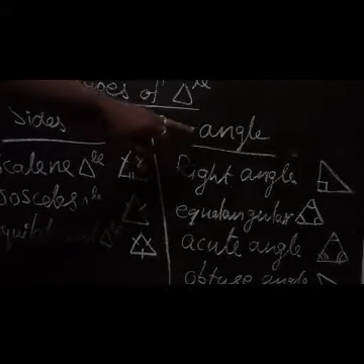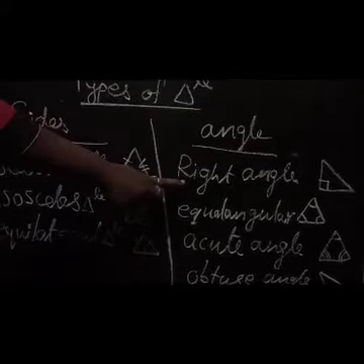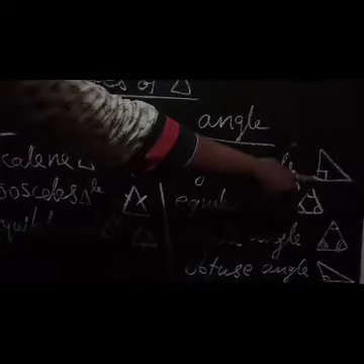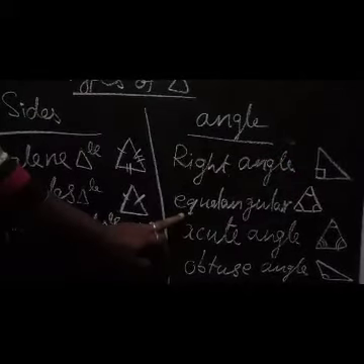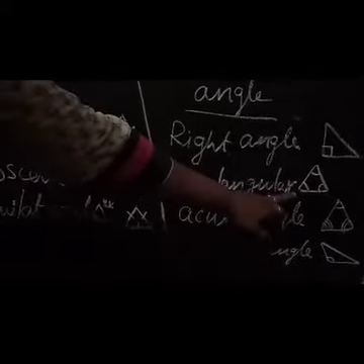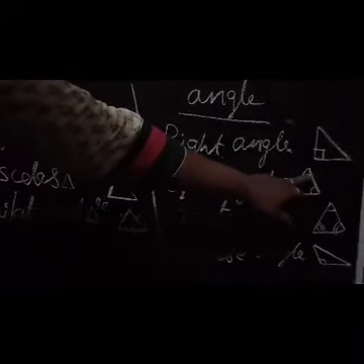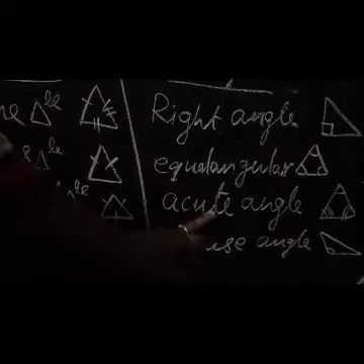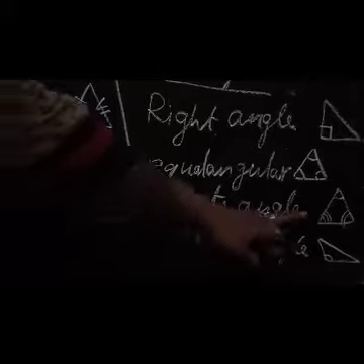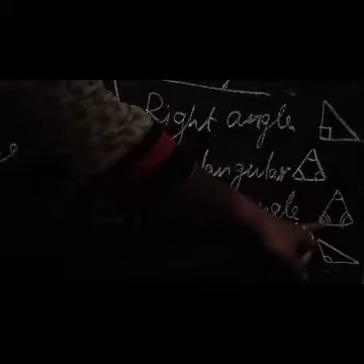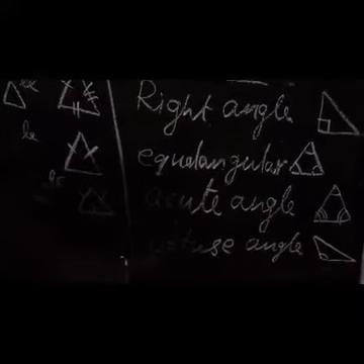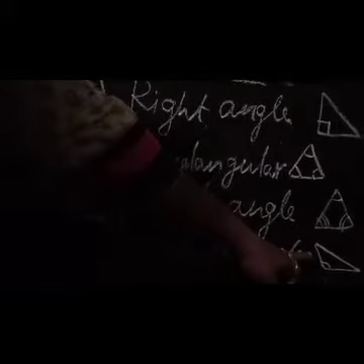And based on angles, we have first one, right angle triangle. That means one angle will be 90 degrees. Second one is equiangular triangle. That means all the three angles will be equal in measurement. Third one is acute angle triangle. Means all the three angles will be less than 90 degrees. Obtuse angle triangle. That means one angle will be more than 90 degrees.